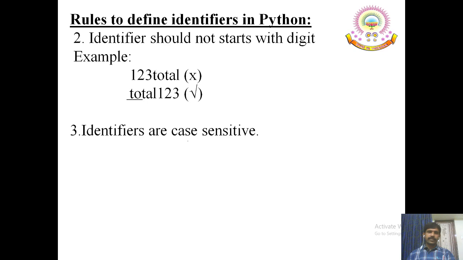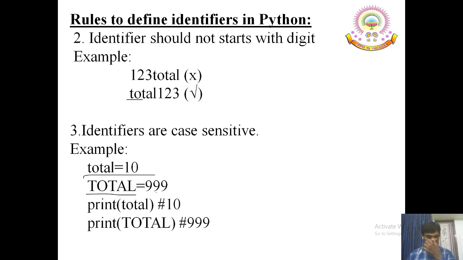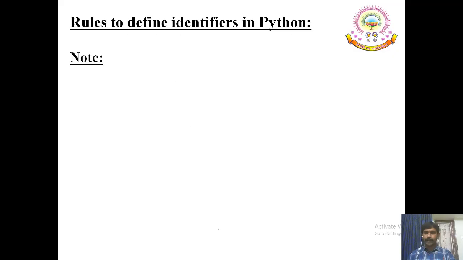Identifiers are case sensitive. That means we can use either lowercase or uppercase. So total equal to 10 is one identifier, and Total capitalized is another identifier. Then print total will print the value 10 and print Total capitalized will print the value 999.